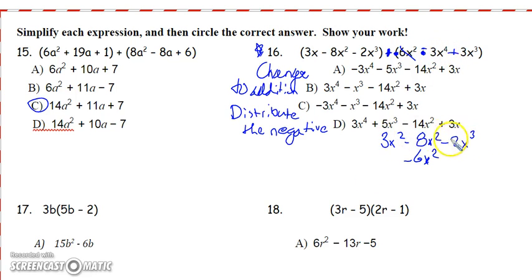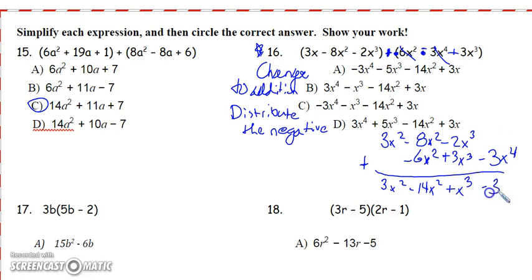Now when I come down here, that's not there. So I'm just going to tag this off to the side, because I know at the end I'm not going to combine it with anything, so it's just going to come down. So I'm done there. Then plus 3x cubed. Here's my x cubed term. So I get 3x squared, negative 8. Now this is addition, by the way, so we don't have to worry about our sign changes now. We can just add. Negative 8 plus negative 6 is negative 14. Negative 2 plus 3 is 1x cubed. And then just bring down your x to the fourth term.